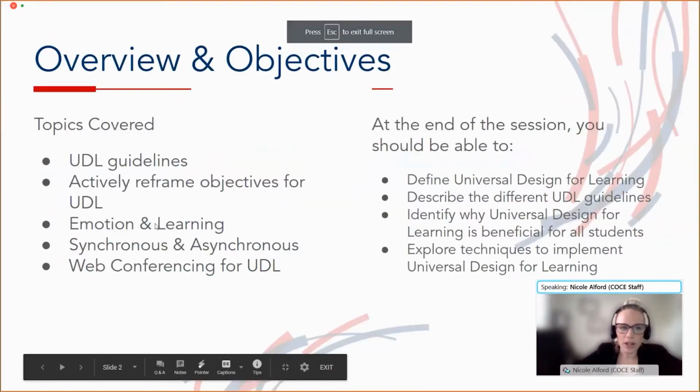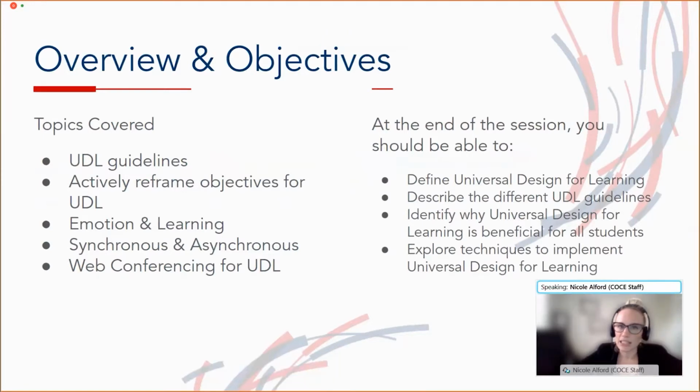Today we're going to be covering UDL guidelines, that's Universal Design for Learning guidelines. We're going to try to actively reframe objectives to make sure that they're inclusive, including these UDL guidelines. We're going to briefly touch on emotion and learning. And then we're going to go into the synchronous and asynchronous components and web conferencing for UDL. That's probably going to be the main focus of today's session, given that we are in this high flex online face-to-face virtual modality. That's probably the most interest right now.